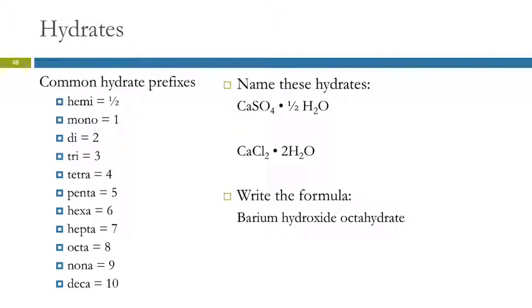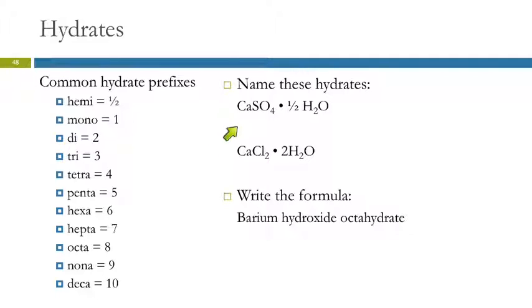So when we name these, we name the ionic compound, and then we use a numerical prefix to indicate how many water molecules are associated with it. So here are the prefixes. You should be familiar with most of these. You might not be familiar with hemi, but what's the hemisphere? Half of the Earth, right? There's the northern hemisphere and the southern hemisphere. Hemi means half.